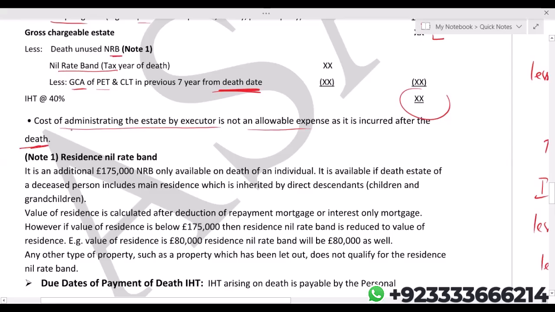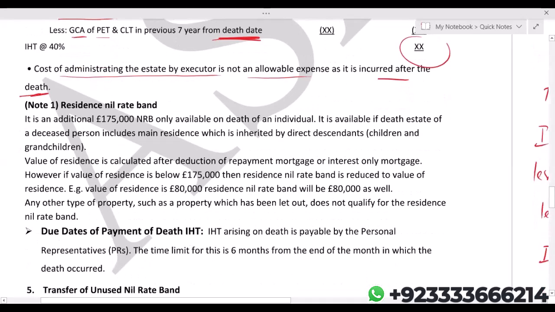If there is any cost which is incurred by the administrator, so any cost of administrating the estate by the executor is not an allowable expense. There's a logic behind that, because that cost is incurred after the death.